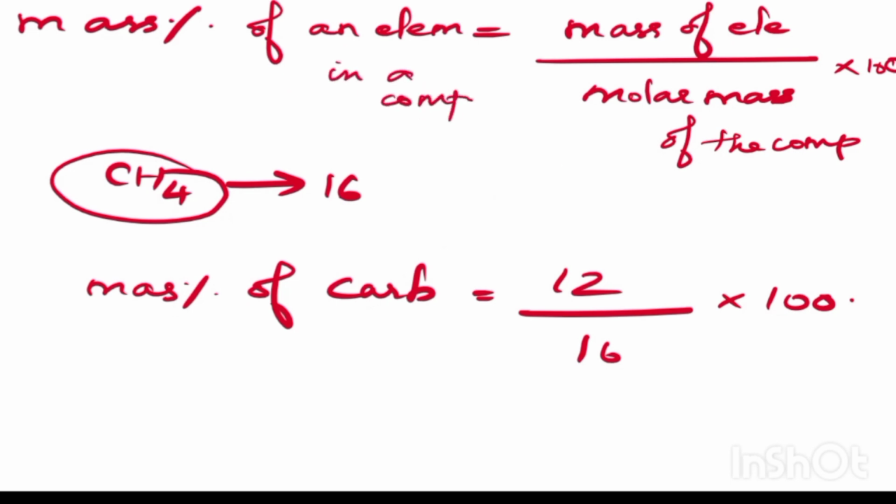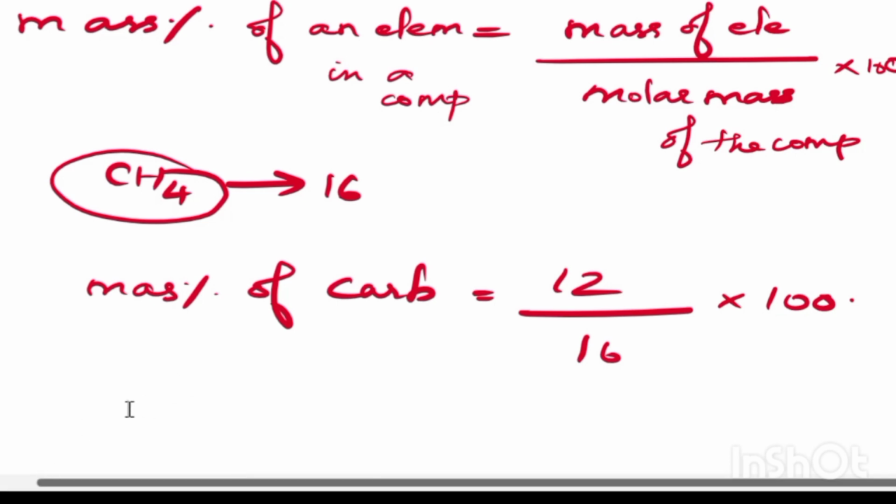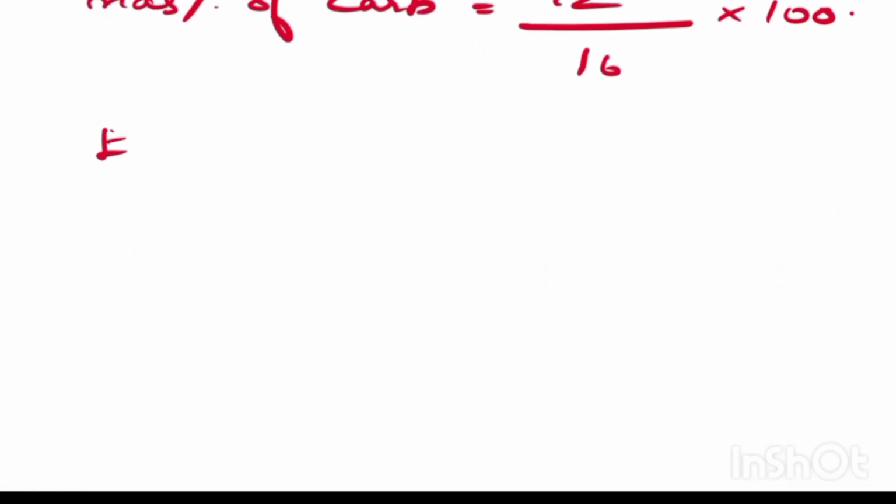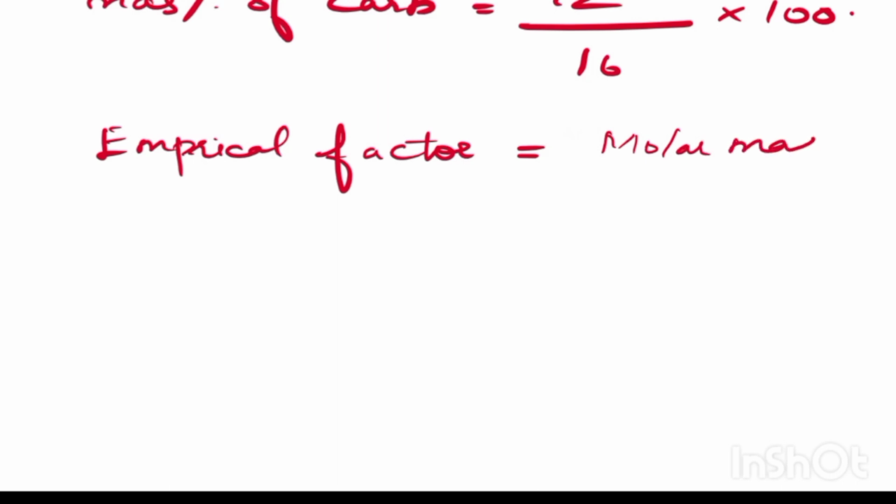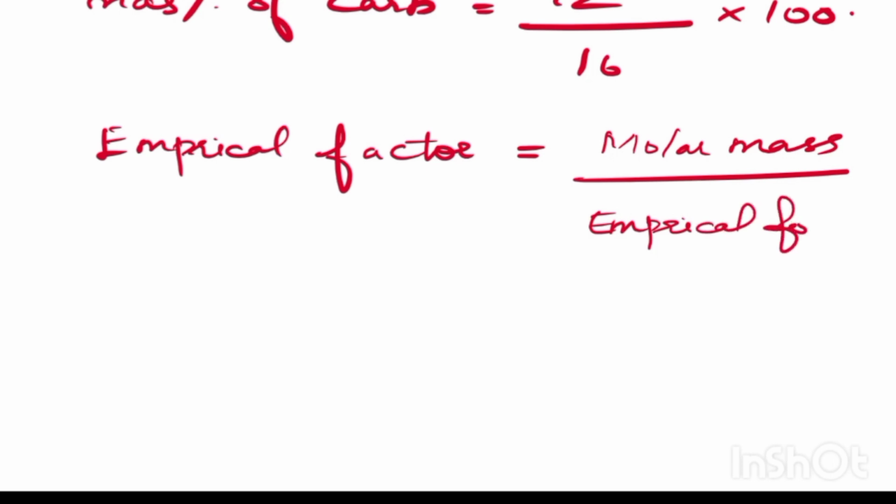Okay. So the next is, we'll see about empirical factor. Okay, what is empirical factor? When doing sums related to empirical formula, once you find out the empirical formula, you should multiply it by one number to get the molecular formula. Okay, that is the empirical factor. What is the value of the empirical factor is that it will be molar mass divided by empirical formula mass. Okay, molar mass divided by empirical formula mass gives you the empirical factor.